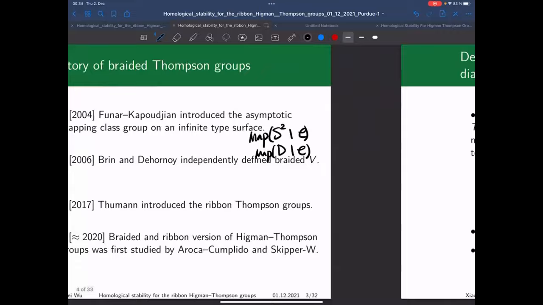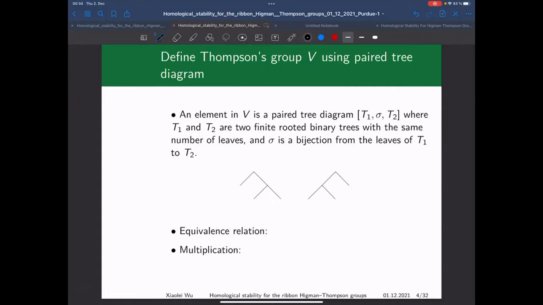Now let me define the Thompson group V using paired tree diagrams. An element in V is a paired tree diagram. You get two trees, T1, T2, and then there's a bijection, sigma. The trees are two finite rooted binary trees with the same number of leaves. The leaves are just the lowest vertices. Both trees here have three leaves, right? Then a bijection, which I'm indicating by putting labels on the leaves, so here 1, 2, 3, and then 1, 2, 3 here. This will give me an element in the Thompson group, except I will need to mod out by an equivalence relation.